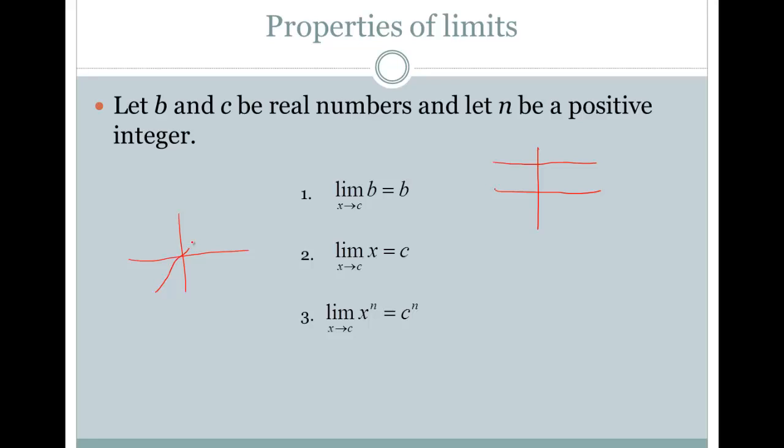Let's see if I can get a good line there. Yeah, it's pretty good. No matter what value I approach for c, the function value, this is f of x equals x, the function value is going to approach that value of c. Okay, so that should make sense. And this is similar to that. The limit as x approaches c of x to the n is simply equal to c to the n.